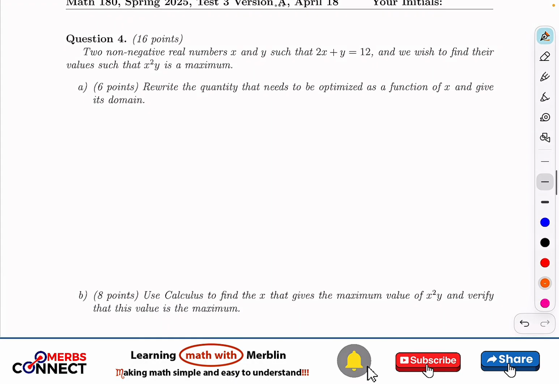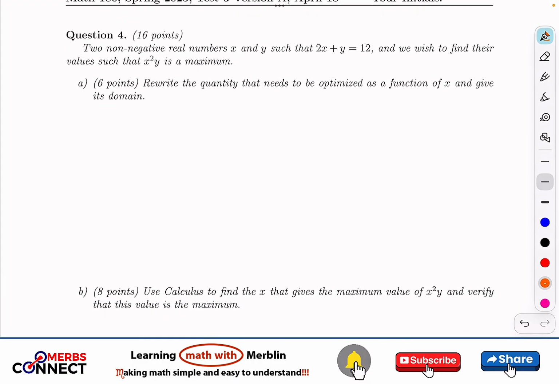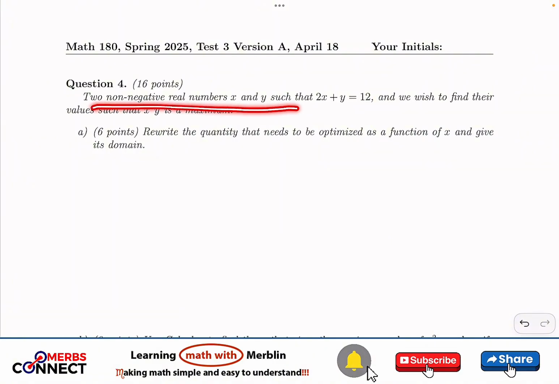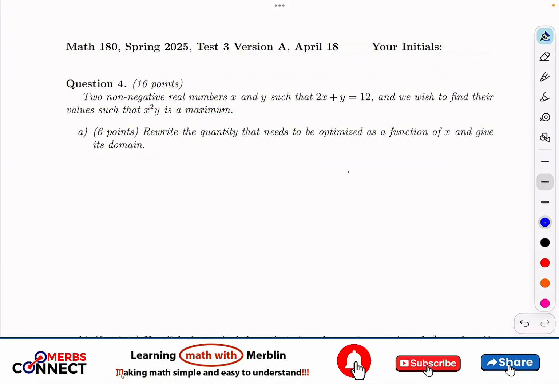Now let's look at question 4, which is an optimization question. So two non-negative values such that when we add them, we get this. So we have 2x plus y, which is equal to 12. So I will solve this by making y the subject. So when you subtract 2x on both sides, we have this.